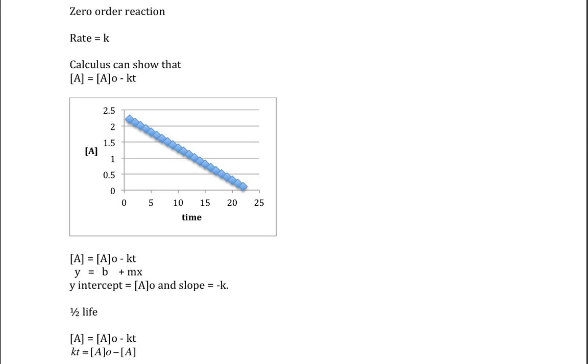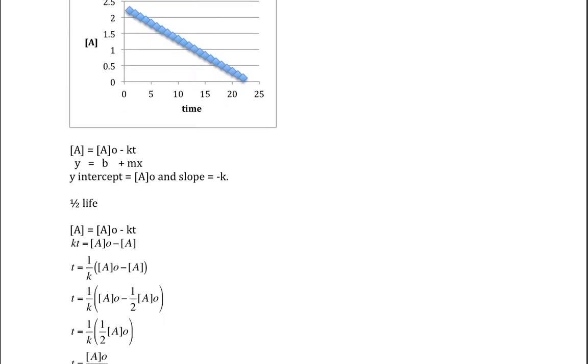For a zero order reaction, we'll do the same things. We'll come up with the integrated rate law and the half-life equation. So for a zero order reaction, rate equals k. Calculus shows that A equals A naught minus kt. That would be our integrated rate law for a zero order reaction. So A versus time, we get a linear function where the slope is negative k and the y-intercept is A naught.